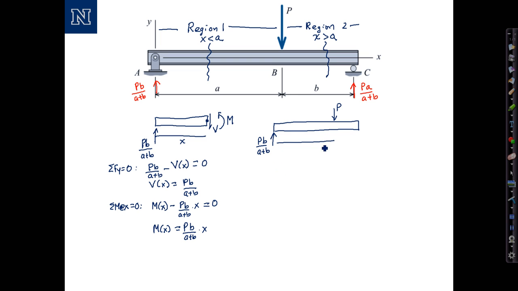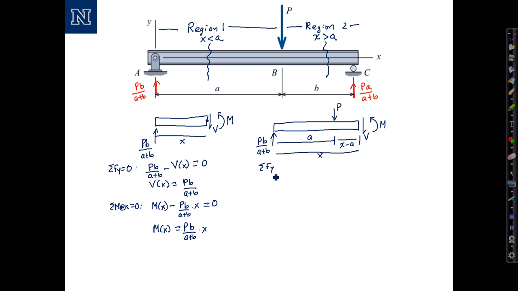Recognize that this distance is a. I still want the total distance to be x, so the distance to the right of P would be equal to x minus a. And again, the total distance is equal to x. I will add in internal shear, drawn in the positive direction, internal moment, drawn in the positive direction.